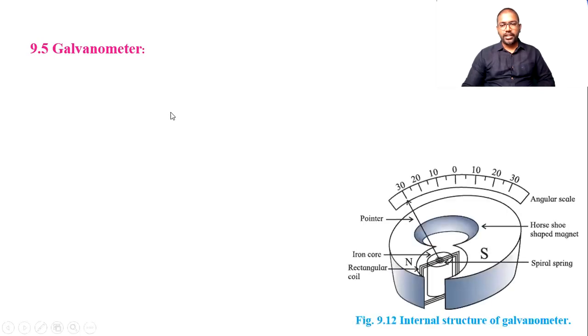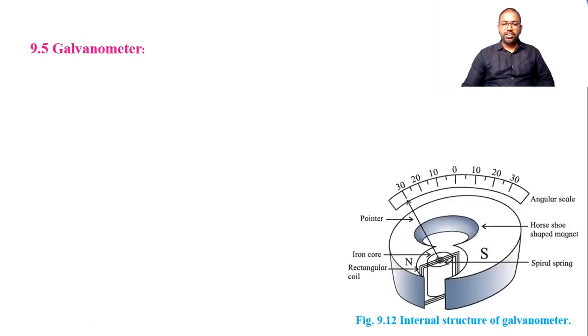Hello everyone. In this session, we start a new article, galvanometer, from the 12th standard current electricity chapter. Now, what is a galvanometer first? Basically, a galvanometer is a current detecting device. It is used to detect current.